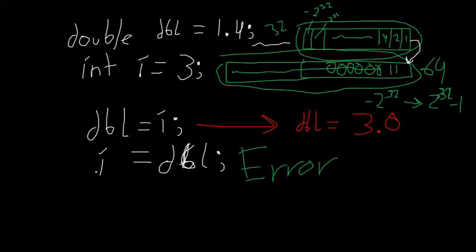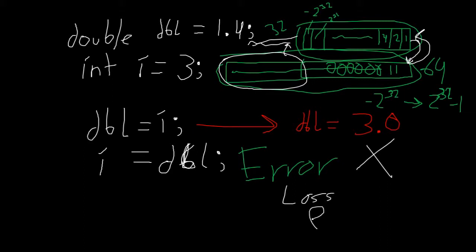But if it tries to go the other way, put double into I, it's going to look at it and say, well, wait a minute, this whole segment would be lost. It doesn't matter that that whole segment is all just zeros. The fact is, that would be lost. We would no longer have that data. So it tells you you're not allowed to do that because there would be a loss of precision.